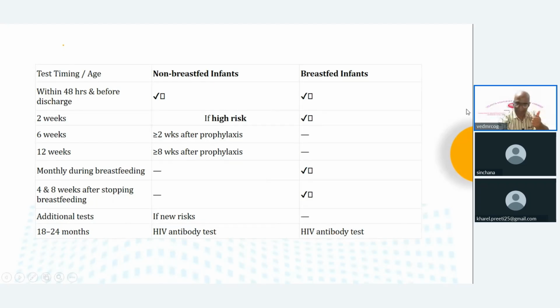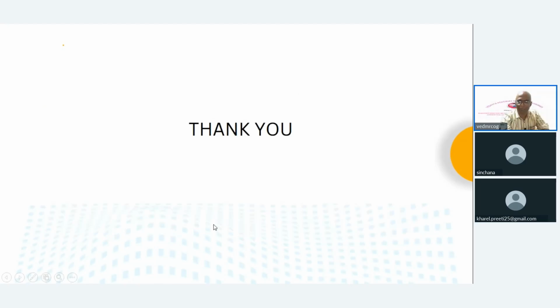Is it clear for the breastfed infants now? Yes, sir. Okay, and for non-breastfed infants, within 48 hours. For low risk and very low risk, 2 weeks after stoppage of the PEP and 8 weeks after stoppage of the PEP. But if it is high risk, then you will carry out a test at 2 weeks also. That is why you should see the category of the baby and then select the option. And finally, at 18 to 24 weeks. Okay, so that finishes this particular BHIVA guideline also.